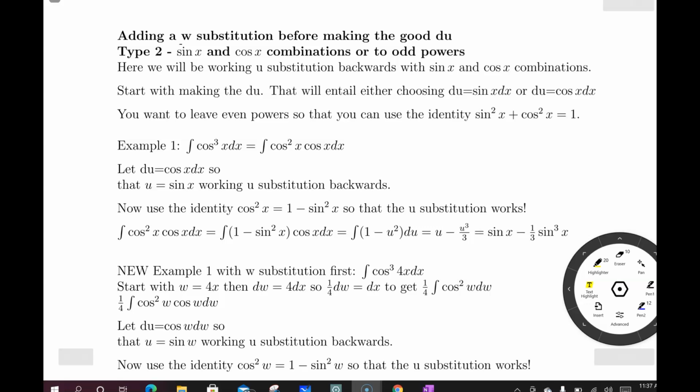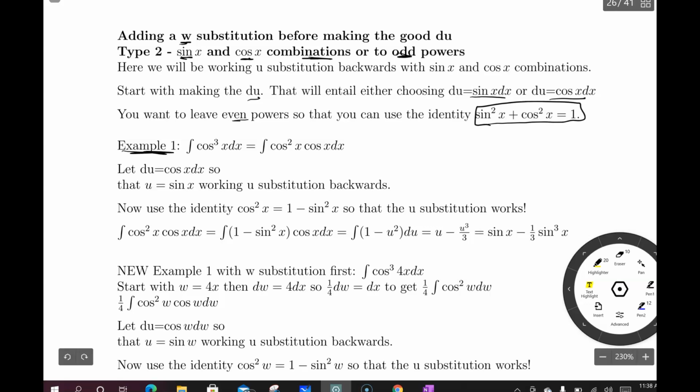All right, so now we're going to talk about doing a W substitution before doing our U substitution. Remember when we did sine and cosine combinations, and they were combinations of even and odd powers or just odd powers, we would peel off and make a good DU. Remember, start making the good DU, and these are the two good DU.